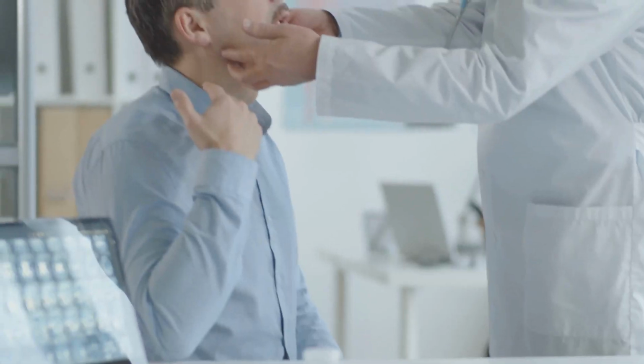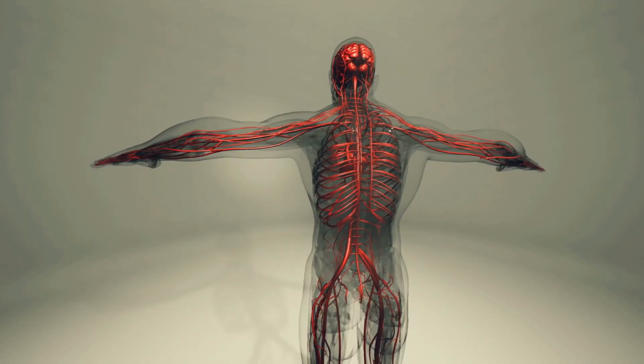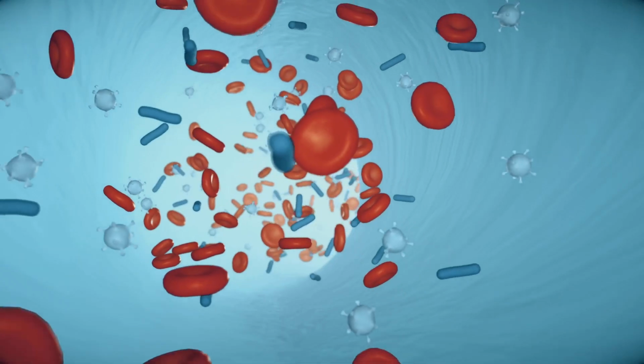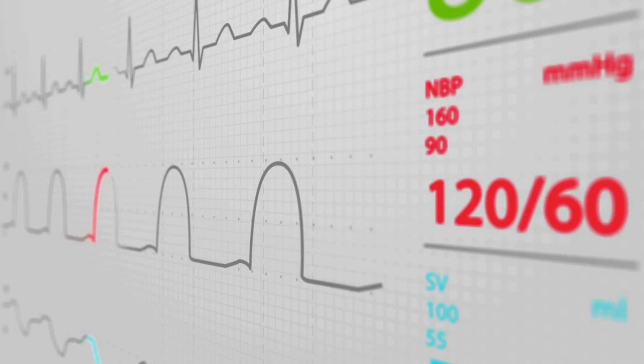Question number 8. A bruit heard over the carotid artery suggests what? Your options are A. Normal blood flow, B. Increased cardiac output, C. Turbulent blood flow, or D. Decreased blood pressure.